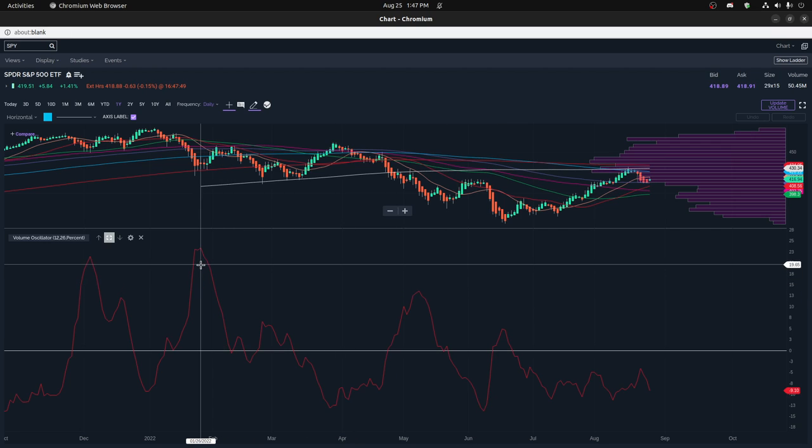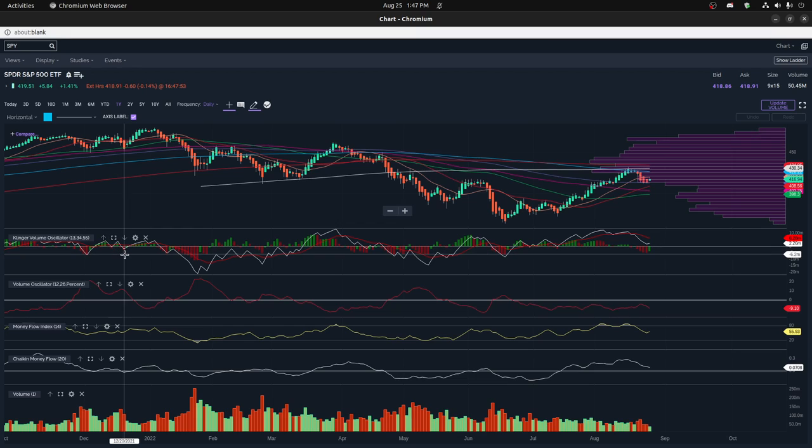But the problem with the regular volume oscillator is you don't know whether that volume is positive or negative. The good news is that the Klinger volume oscillator essentially does keep track of the positive volume or negative volume. So the further it is away from zero, unlike this volume oscillator, when it's negative, basically means that the volume is very low. But over time, you can see where the positive and negative volumes are.